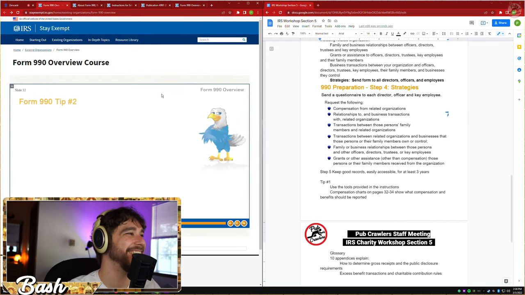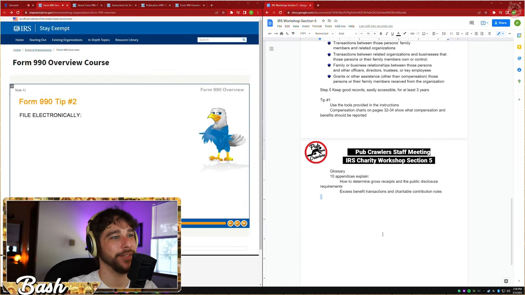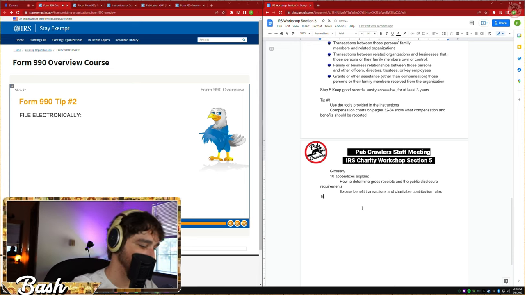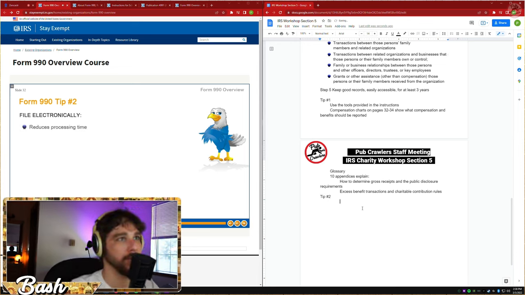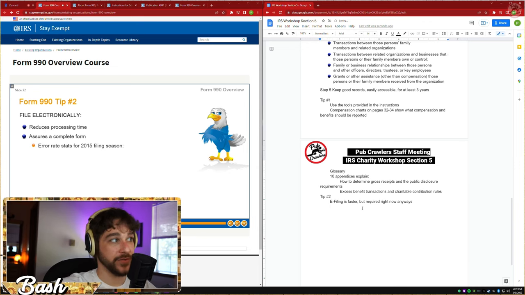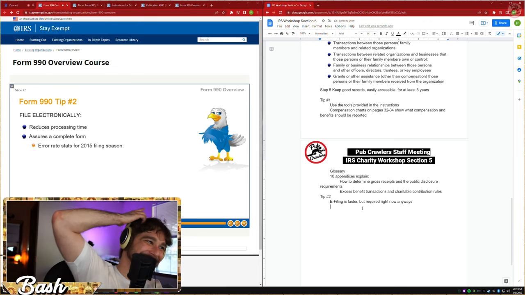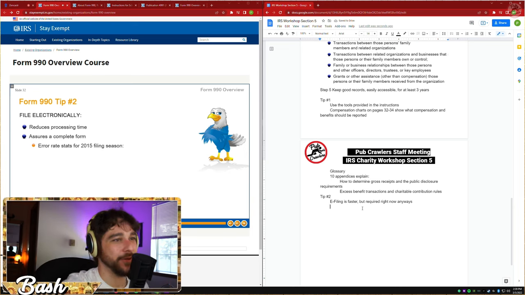Good luck. I assume the electronic filing may save some time too. Right. First, e-filing reduces IRS processing time, saving taxpayer funds. Because the e-file system and commercial software include error detection, e-filing also reduces errors, which results in more accurate and complete reporting, which lowers the risk of penalties. Okay, cool. It's required. Yeah, we have to file it electronically right now.